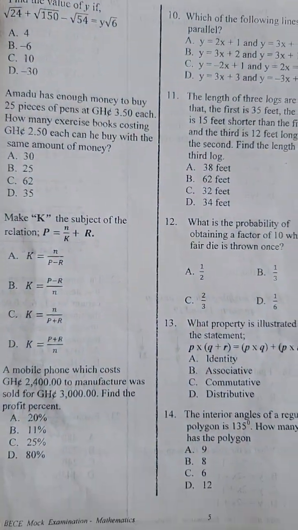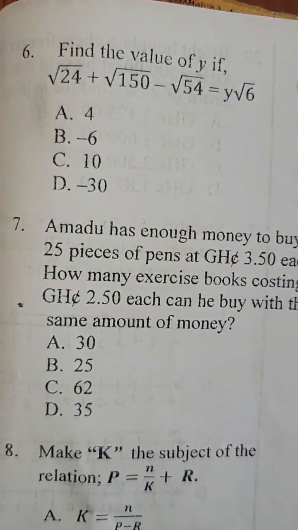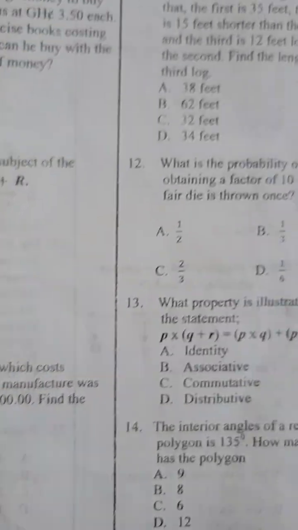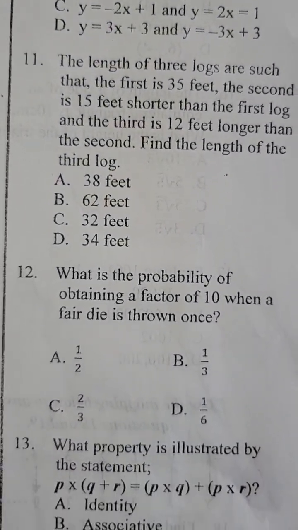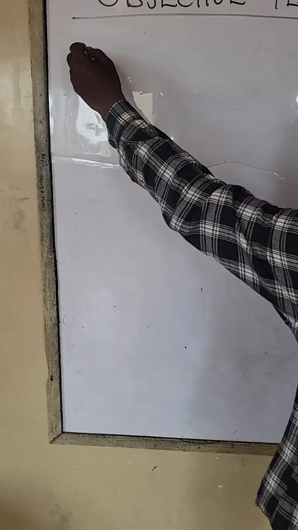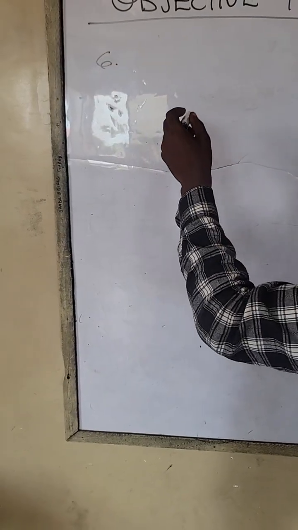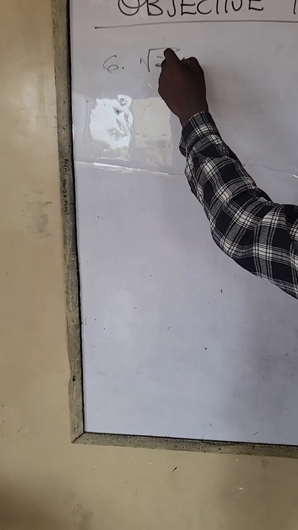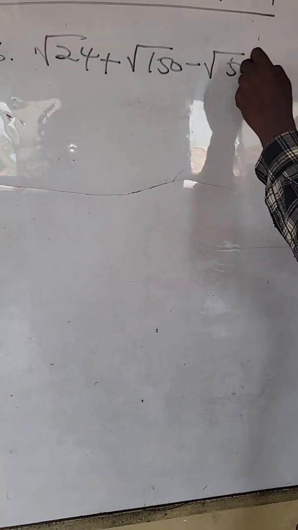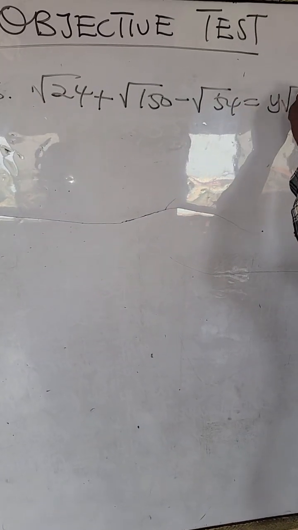Question number 6 to 14. 6 is here, 7 is here, 8 is here, 9 is here, 10 is here, 11, 12, and 13, then 14. Number 6. Root 24 plus root 150 minus root 54 is y root 6.